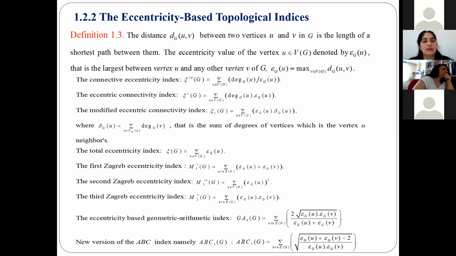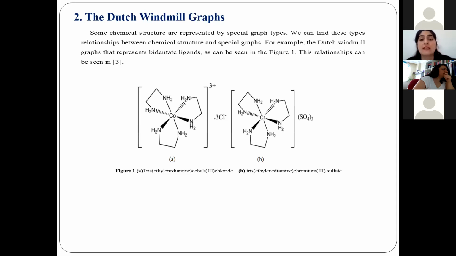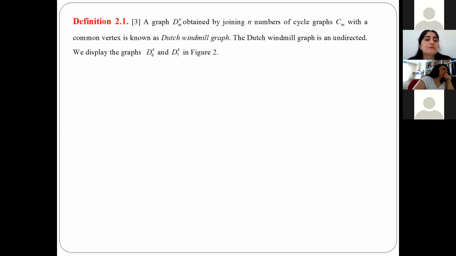There are many eccentricity-based topological indices. Some of them are given here. Some chemical structures are represented by special graph types. We can find the relationship between chemical structure and special graphs. For example, Dutch windmill graphs represent bidentate ligands, as can be seen in figure 1.